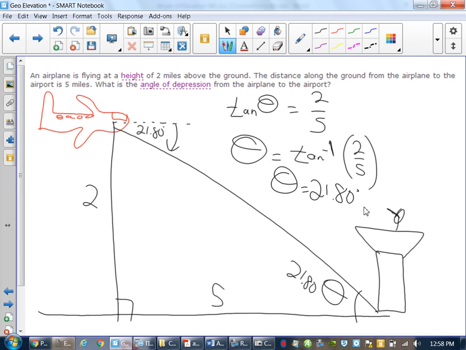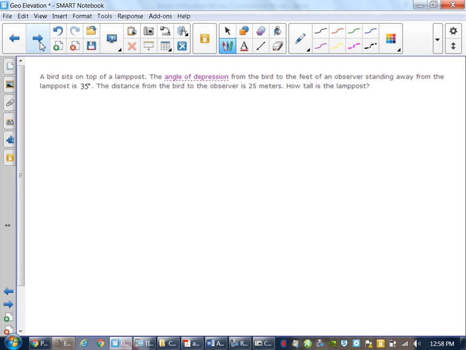Okay. Let's try another one. A little bird is sitting on top of a lamppost. So there's a bird up on a lamppost.